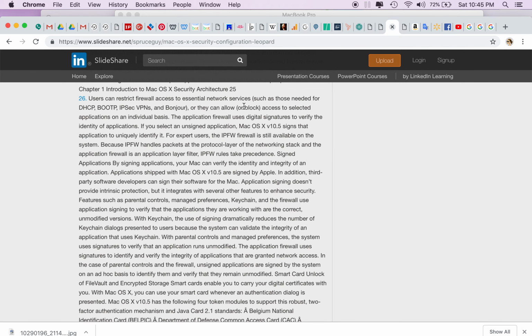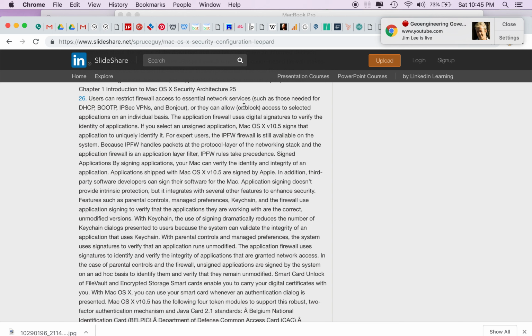Here, let me get this. Okay, it says here that users can restrict firewall access to essential network services, such as those needed for DHCP, boot, IPsec, VPNs, and Bonjour. Basically, they have blocked me from using almost all of my cloud services, and my FaceTime and everything else.